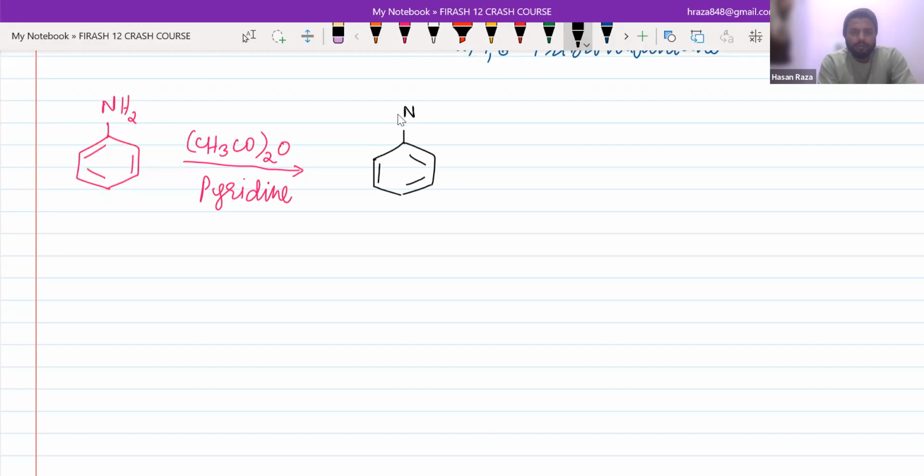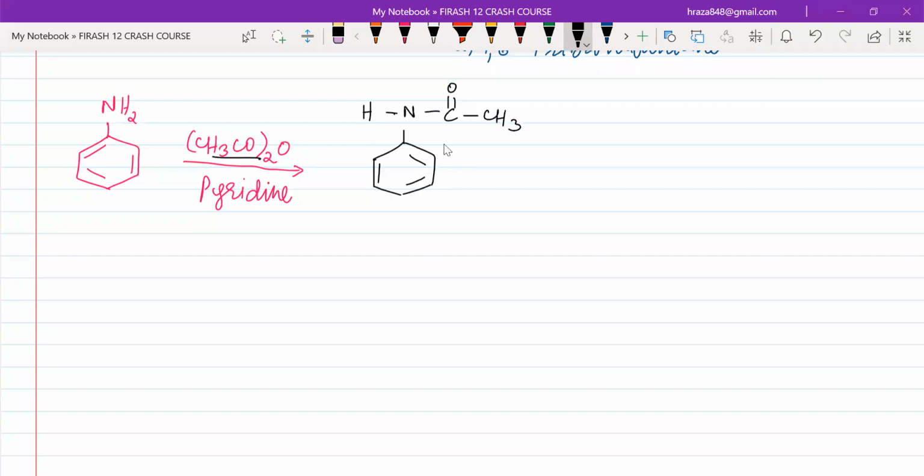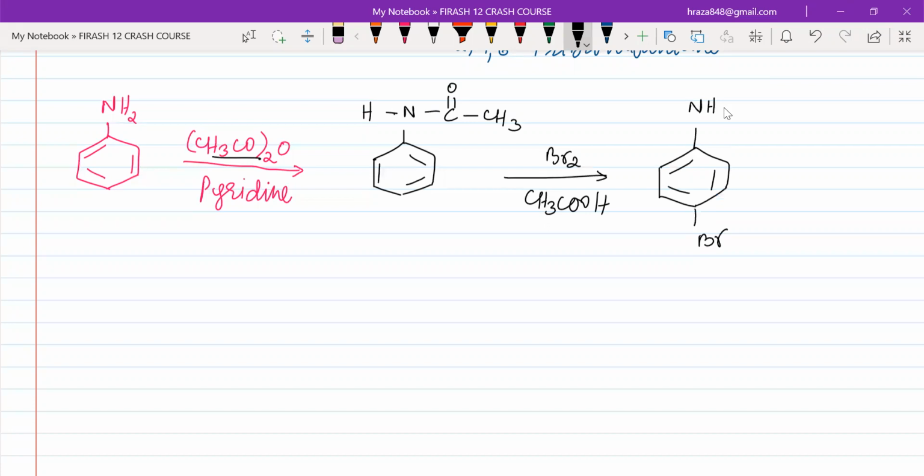One of the hydrogen will be replaced by this part, that means C double bond O, CH3. And if you are going to react this with Br2 in the presence of carboxylic acid, then Br will be attached at para position, and the rest part will be as it is, NHCOCH3. And if you are going to react this with acid or base, OH minus or H plus, then you will be getting again the aniline like this.